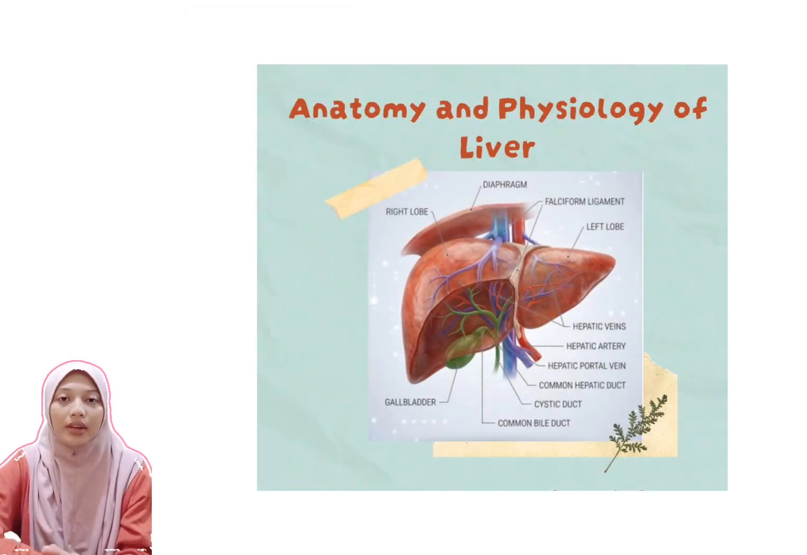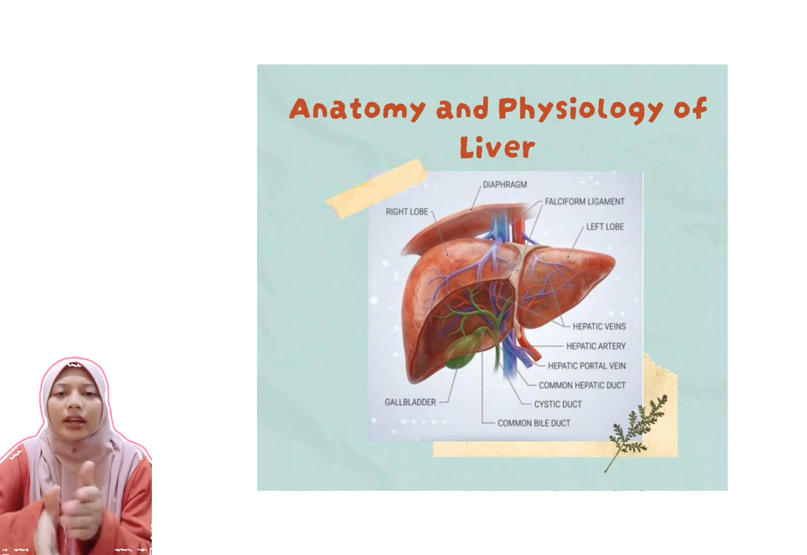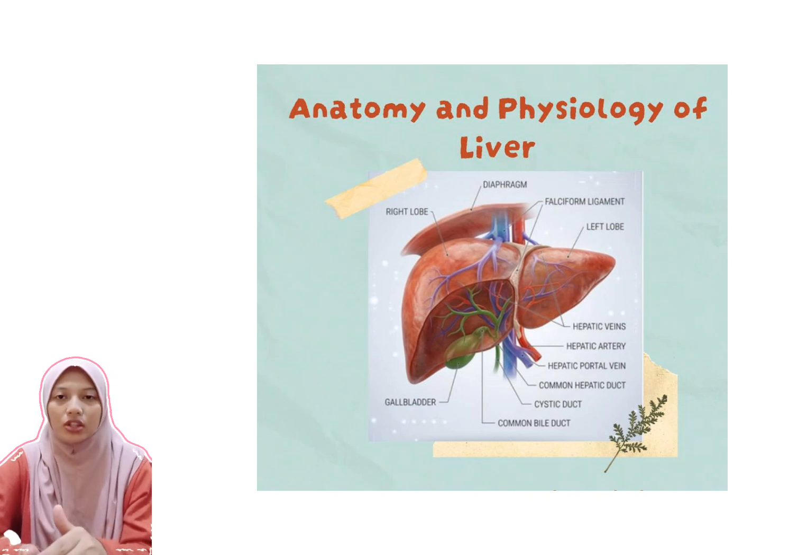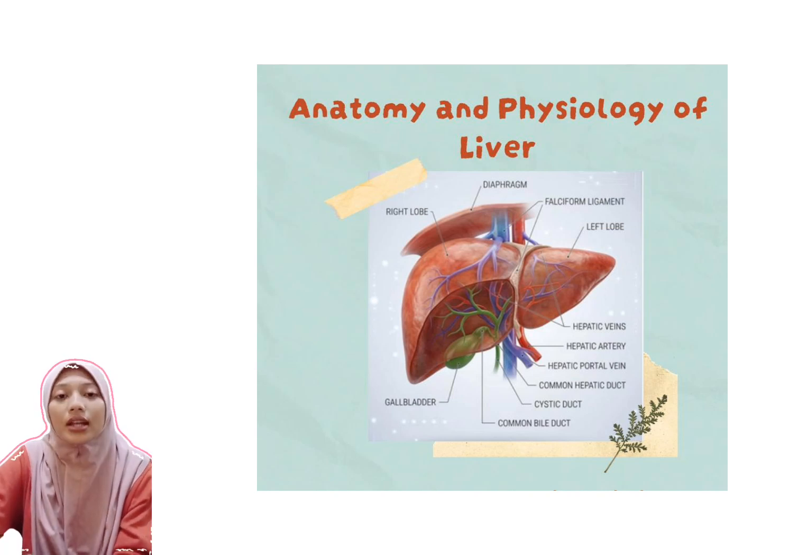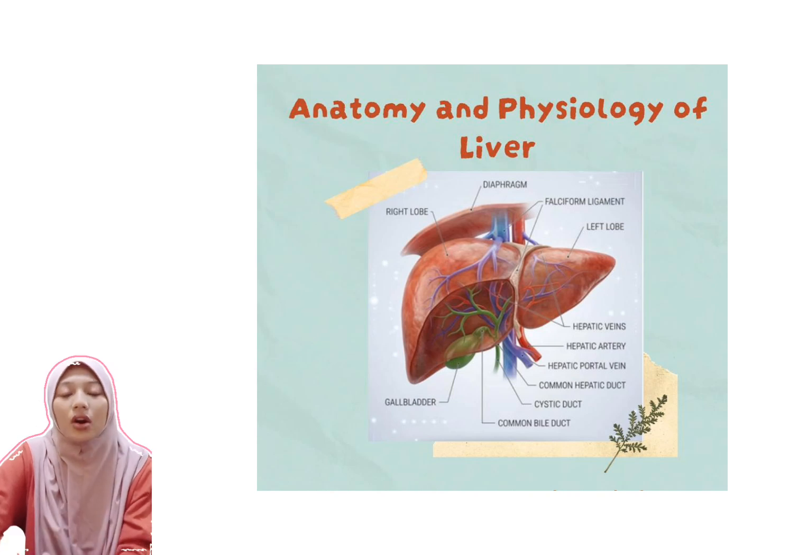Now we will talk about the anatomy and physiology of the liver. As we know, the liver is an important organ in our body. The liver is located in the upper right part of the abdomen, just below the diaphragm and above the stomach. It is also protected by the lower ribs, which help prevent injury to this vital organ.